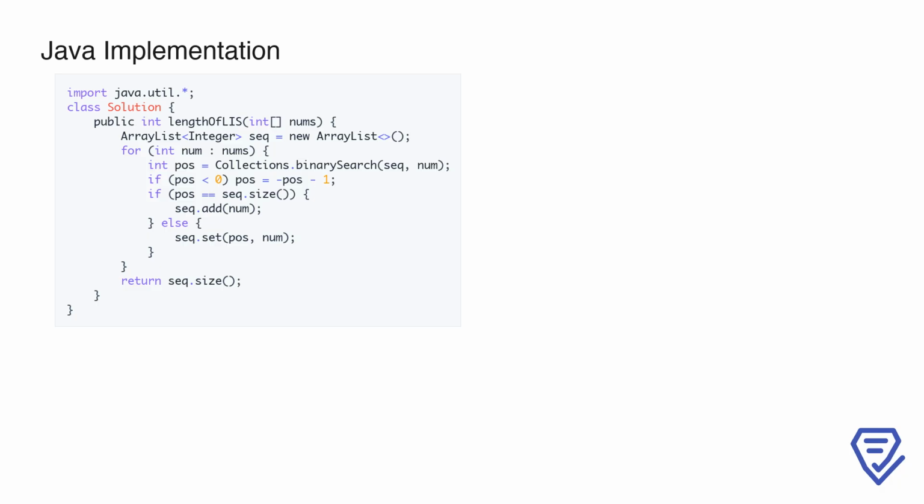If the index equals the current size, we append the number; otherwise, we replace the existing item. The final result is the size of seq. Java's static typing and exception-safe code structure ensure robust and maintainable solutions, though the syntax differs from Python.